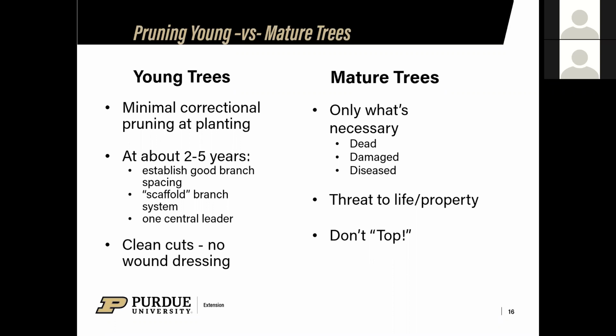The last item there is just don't top trees. It's not good for them. I ask people why they do it, and the answer is, well, the tree guy came in and said I needed to have it done. The neighbors had it done. Mom and dad always had it done. It doesn't need to be done. Trees out in the forest aren't topped, and they grow very long lives.